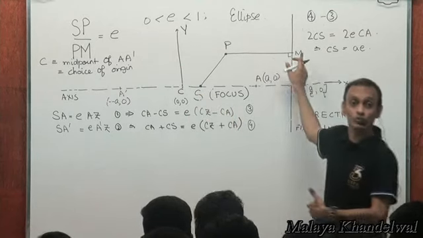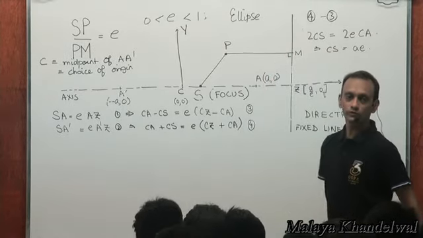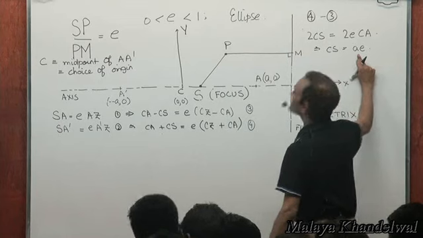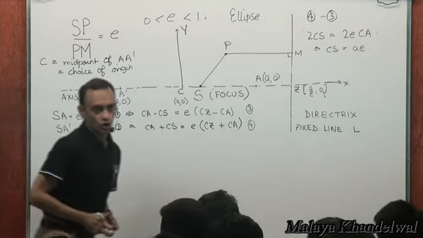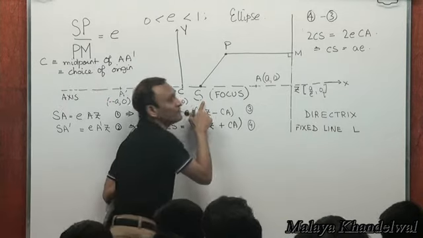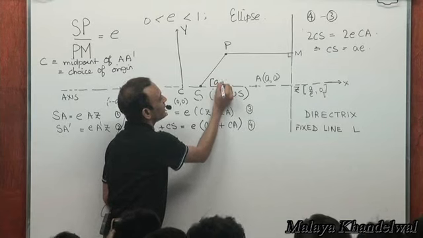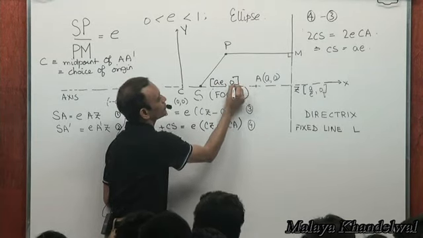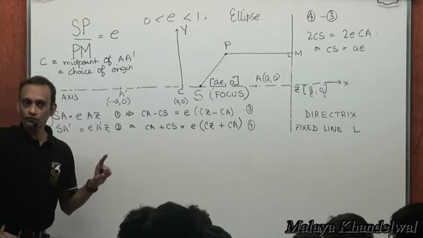If CS had turned out to be negative, then S would have been to the left. So CS is AE, which is clearly less than A. So far so good, right? Coordinates of S then would be AE, 0. Coordinates of S would then be AE comma 0. Yes or no? Right, Shashi?